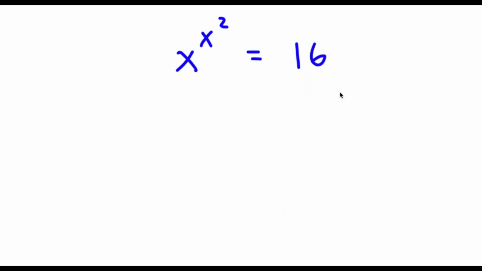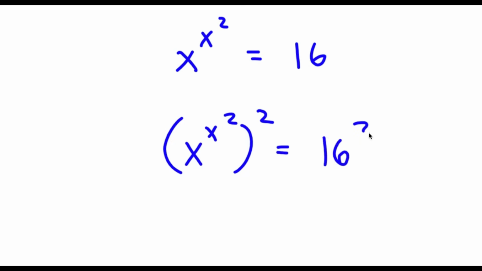Alright, so I have x to the power of x to the power of 2 is equal to 16. Now the first thing I'm going to do is I'm going to take the power of 2 on both sides. So now I have x to the power of x to the power of 2 to the power of 2 is equal to 16 to the power of 2.